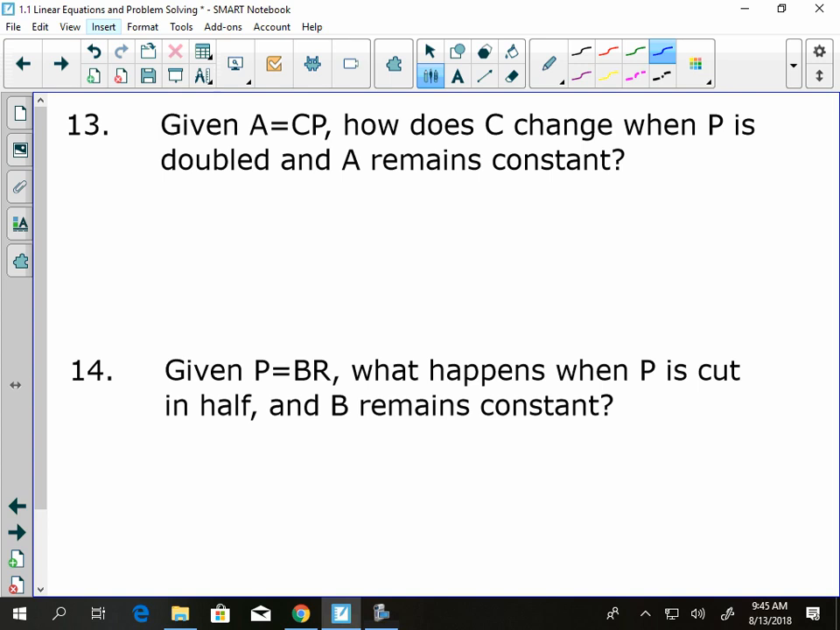How does C change when P is doubled? Same sides or different? Same side. So if it's the same side, I'll do the opposite. And P is doubled, so that means P is multiplied by 2. So what is C? C is divided by 2 or cut in half.